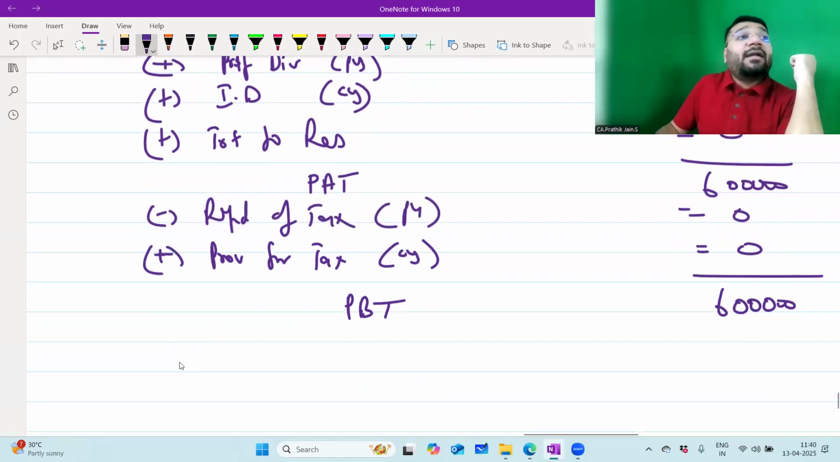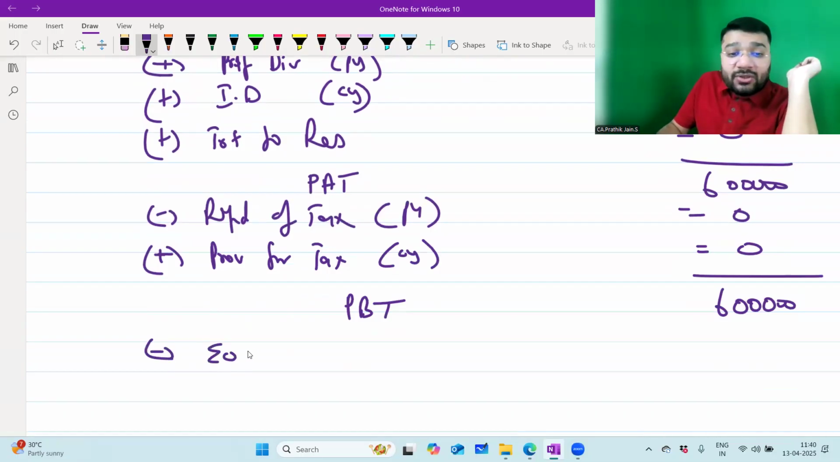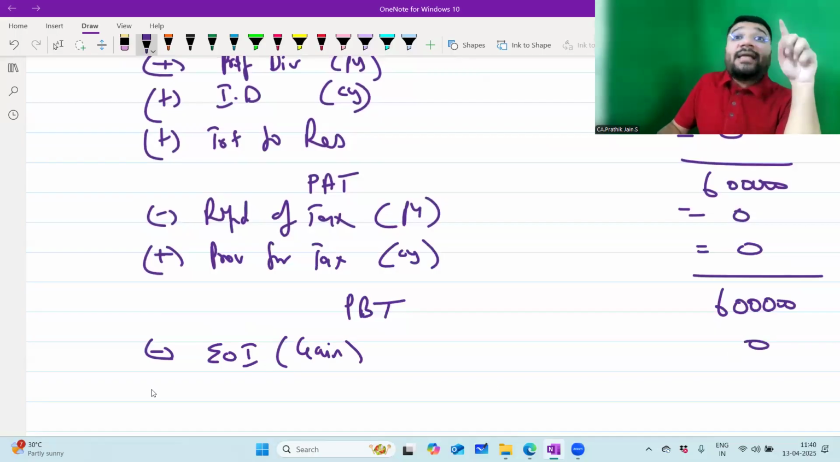Now, is there any extraordinary item? Not there. If there is an extraordinary item, gain in nature, it was already added. To reverse, you have to subtract. So, minus extraordinary item, gain in nature, 0. Then, extraordinary item, loss in nature, is subtracted. To reverse, you have to add back. Add back extraordinary item, loss in nature.